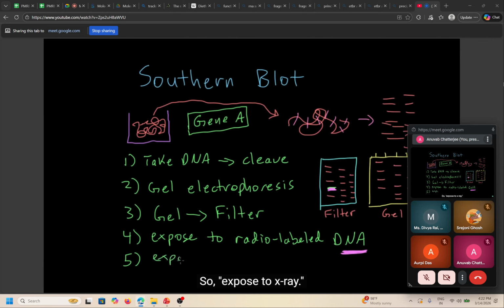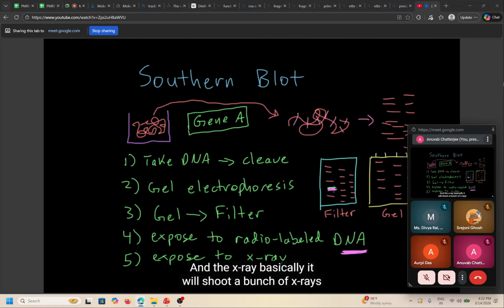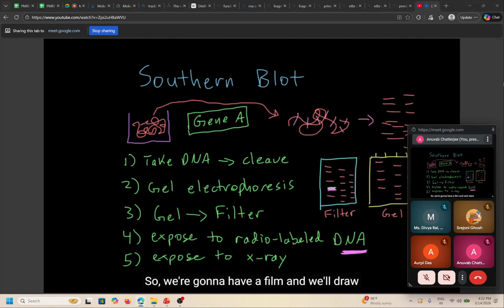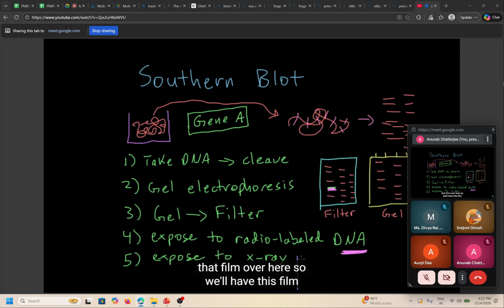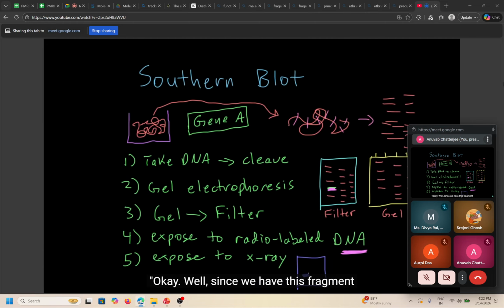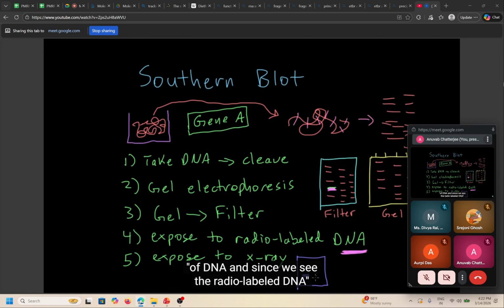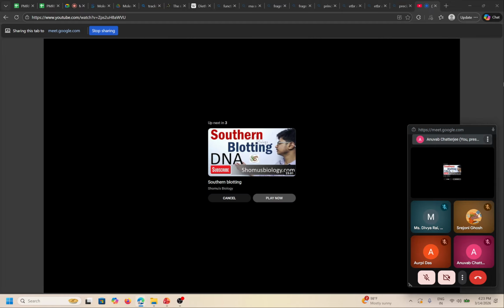So expose to X-ray. The X-ray will shoot a bunch of X-rays, and since this piece of DNA is radio-labeled, it will pop up on the X-ray film. So we're going to have a film, and we'll draw that film over here. Basically the only thing that'll pop up is this fragment over here, and that fragment will have a control, and we'll be able to say, okay, since we have this fragment, it's the radio-labeled piece of DNA, and since we see the radio-labeled DNA, it means that it was bound to this gene A, which means that gene A was in this cup of DNA.